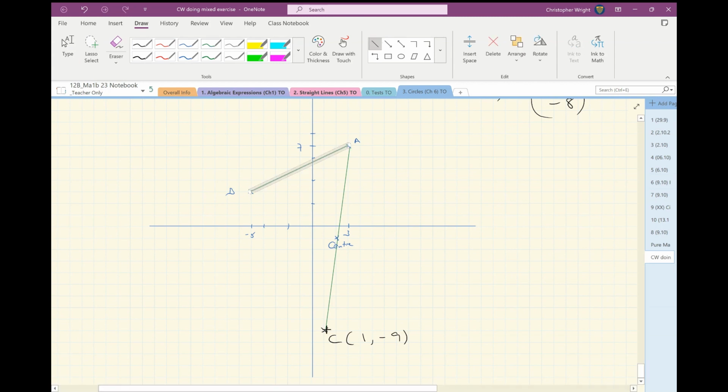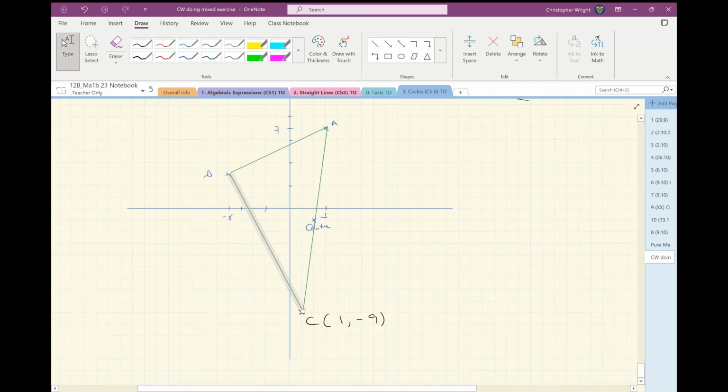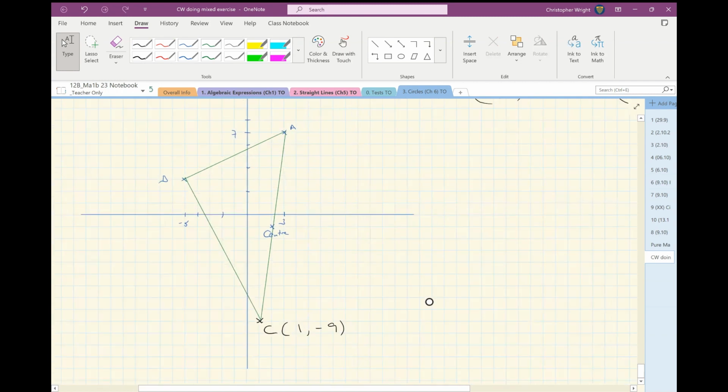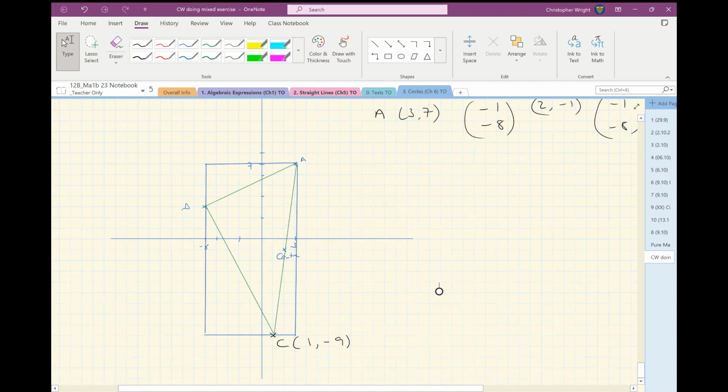There it is. Now there must be lots of ways of doing that. I'm going to do it in what I find quite straightforward. I'm going to find the area of this entire rectangle here, and then I'm going to subtract away the 3 triangles that I don't want to include. Okay, so let's have a look. So this whole width is from -5 to 3, so the whole width is 8, and then this height goes from 7 to -9, so the height is 16.